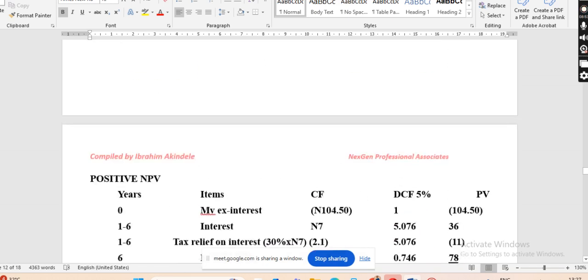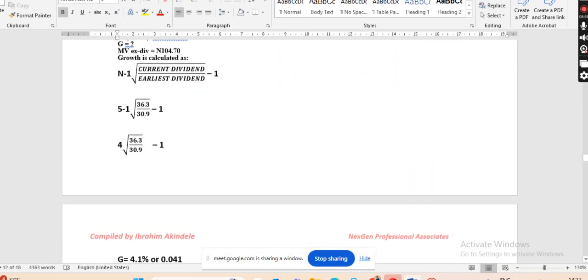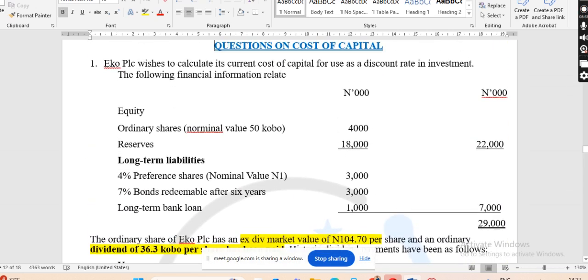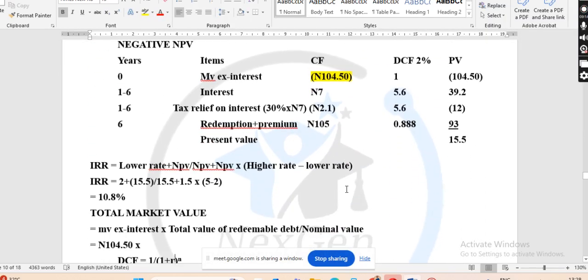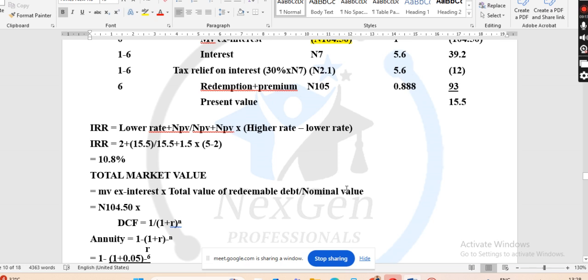You quickly go to your capital structure. You go to your financial information, right? This is the financial information. Is that not so? So what is the value of redeemable, which is 3 million, 3,000? Is that not so? 3,000, or you use 3 million. Class, is that not so? So now you come down and say, oh, it's 3,000. So you now multiply. So should we use, okay, let's use 3 million, right? Divided by the nominal value is 100 naira. The nominal is 100, right?